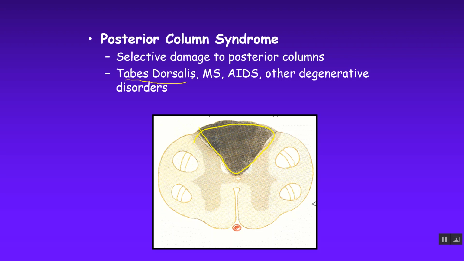Tabes dorsalis is associated with syphilis, which in our country we don't see a lot of, but long-standing syphilis can cause degeneration of the posterior columns. You're most likely to see it with MS, where you're probably going to see somebody who has select lesions in the posterior part of the spinal cord, and MS might cause lack of proprioception because of that. AIDS can lead to some degeneration of the posterior columns.